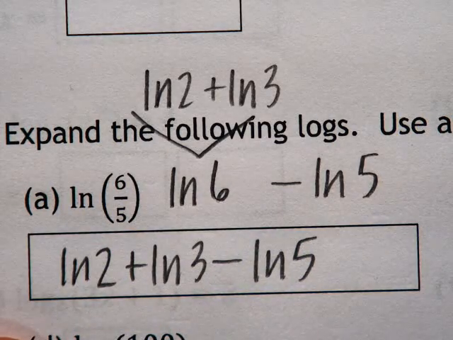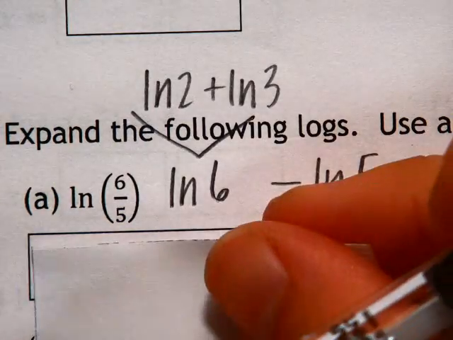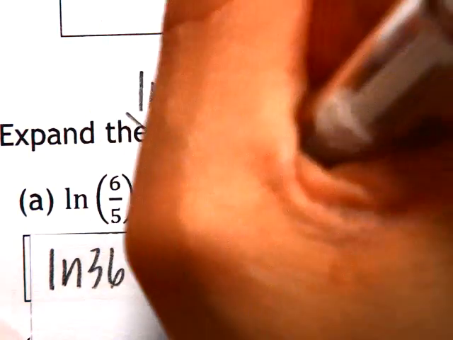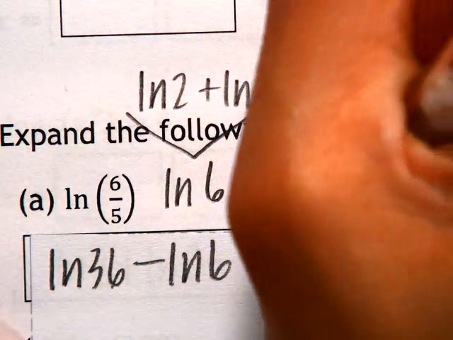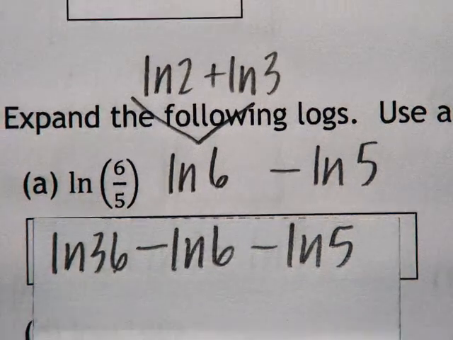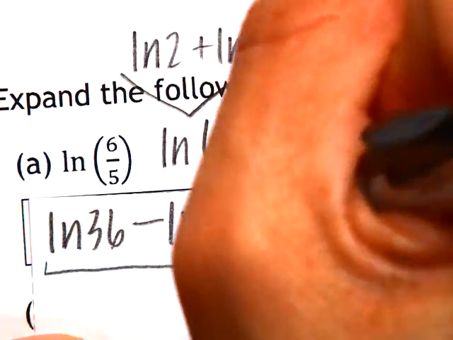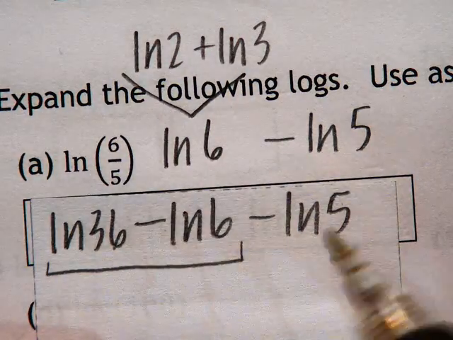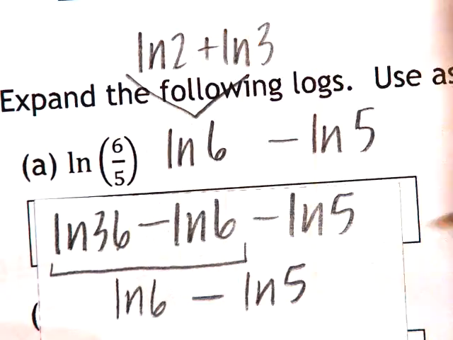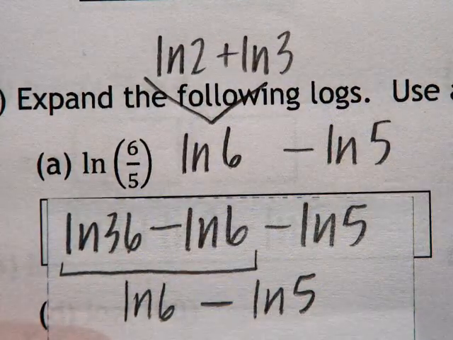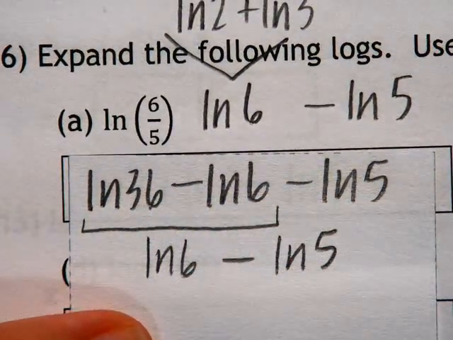Now, of course, that's not the only way you could do this. Some people may have thought they could expand it differently. I could write another example that could work. Natural log 36 minus natural log of 6 minus natural log of 5. Take a look at that answer. And notice that works too, because if I do a quotient with the 36 and the 6, there's ln6. And then if I do another quotient with the 6 and the 5, I get 6/5. So that's another answer that could have worked.